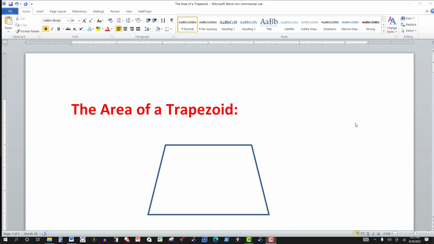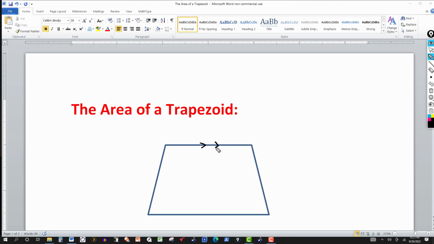In this video, we're going to look at the trapezoid and how to find the area of a trapezoid. We'll look at two ways to compute the area. Now, a trapezoid is a quadrilateral. It is a four-sided polygon, and it has exactly two parallel sides. And these are called the bases.